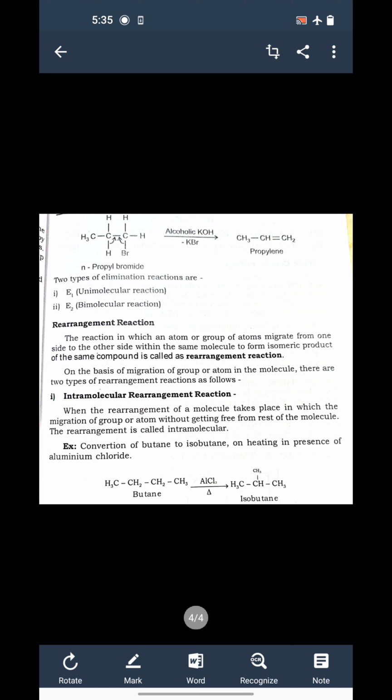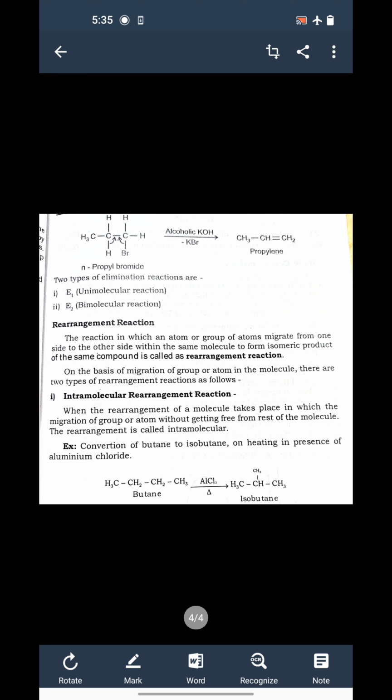We are not going to write in our copy about intramolecular or intermolecular, that is not included in your syllabus. So after the definition of rearrangement reaction, directly write down an example. For example, conversion of butane to isobutane. So we skip that second paragraph of rearrangement reaction and directly write down that example where conversion of butane to isobutane takes place when heated in presence of aluminum chloride.